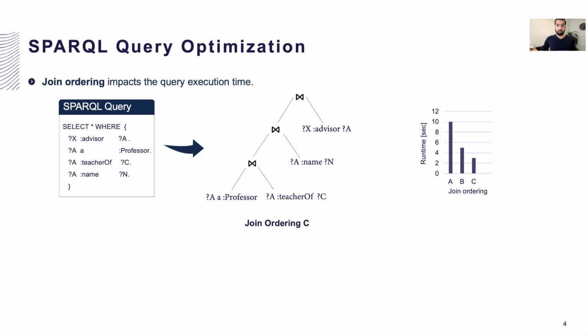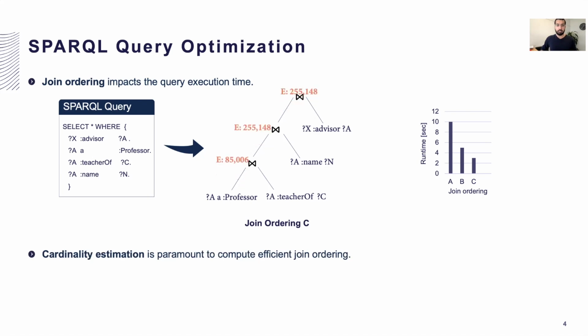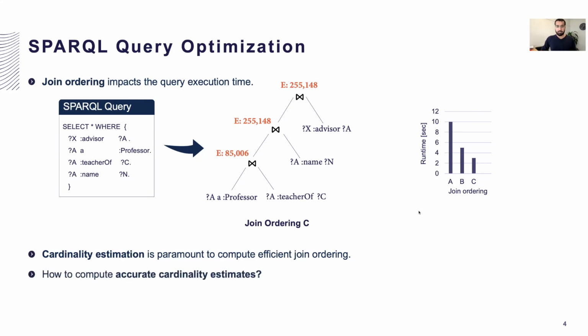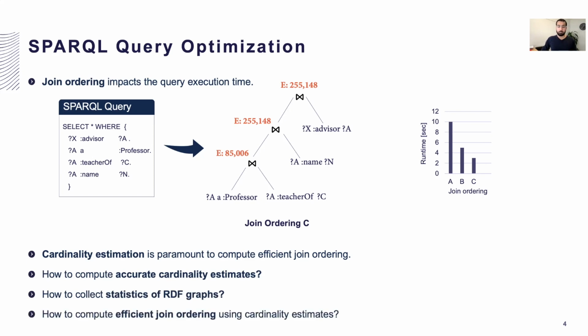Cardinality estimation comes into account to compute efficient join ordering, for example, joining triple patterns by estimating their cardinalities. For these triple patterns, these are the estimated cardinalities. How can we compute efficient cardinality estimates? How can we collect statistics of the RDF graph? And how can we compute efficient join ordering using these estimates? So we need the structural information of the RDF graph to compute these estimates.